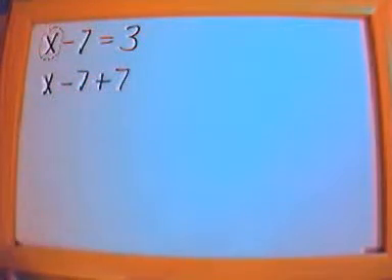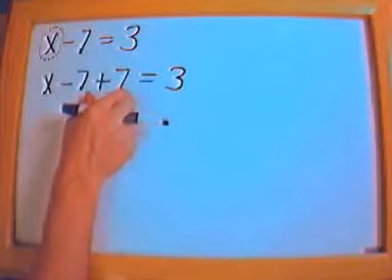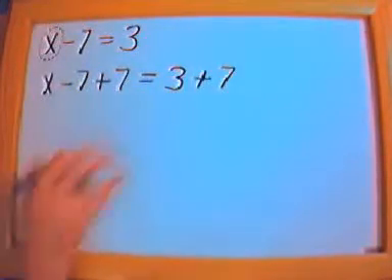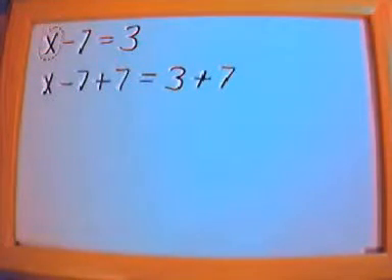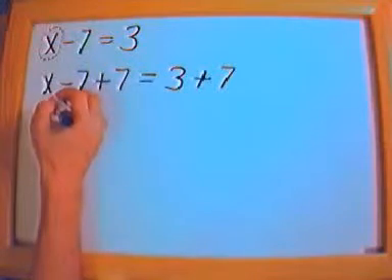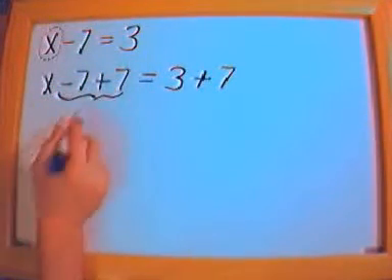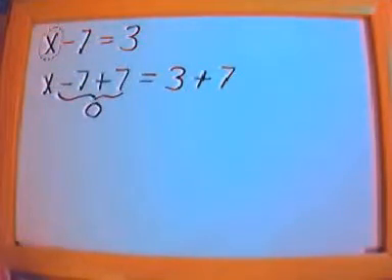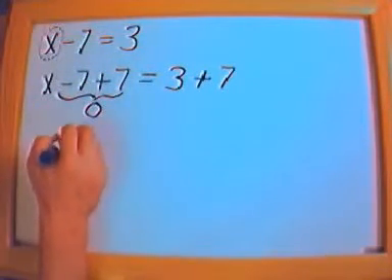Plus 7 equals 3. Now I've added 7 to this side. I must add 7 to this side. Otherwise, it's not legal. So I haven't really altered anything. All I've done is add 7 to both sides of the equal sign. And this little trick is, we learned from before, negative 7 plus 7 is going to be 0. So I've used this trick to eliminate this from the equation. Now there's nothing left on this side of the equal sign except x.